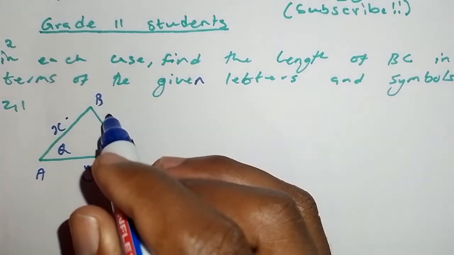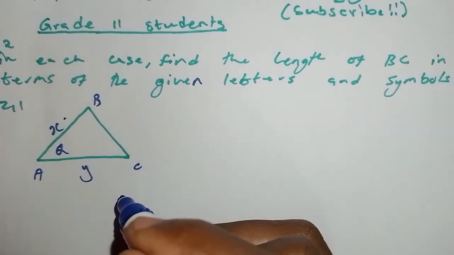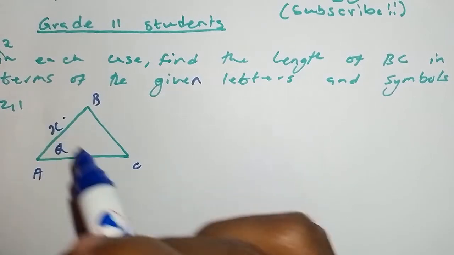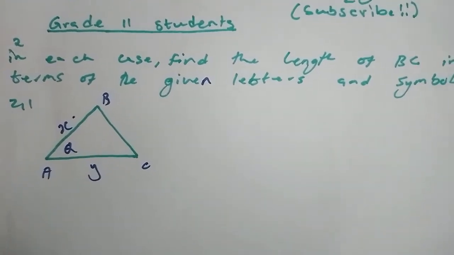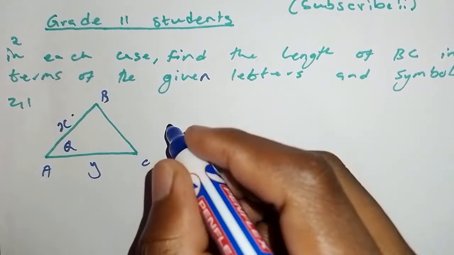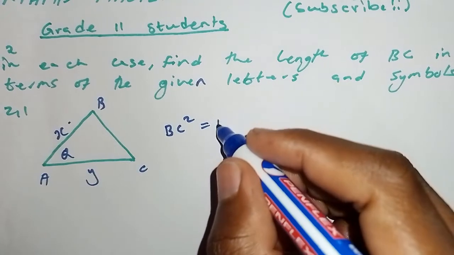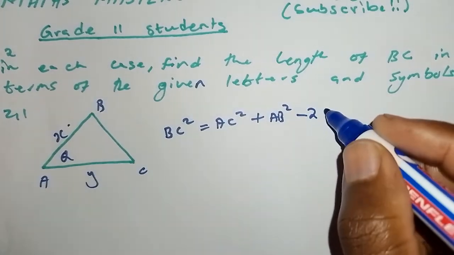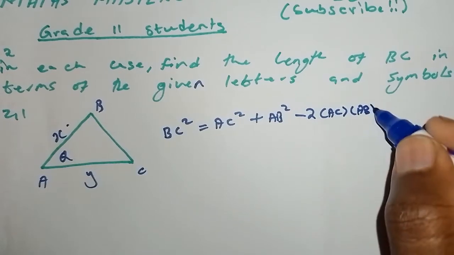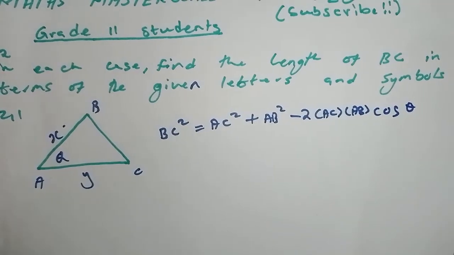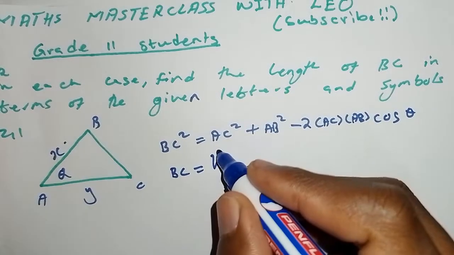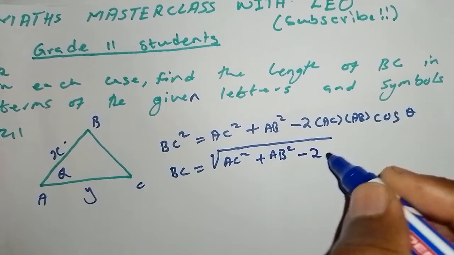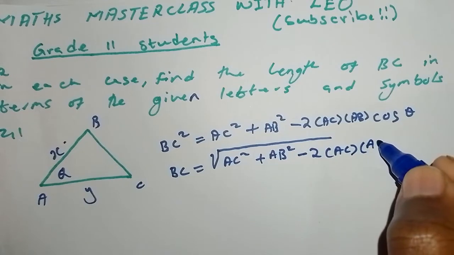right? So they said you must calculate the value of BC in terms of the given letters and symbols, right? What I need here is to calculate this, but I have two sides. I have x, I have y. I have an included angle, which is my theta. How am I going to do this? This thing is easy. I'm just going to say BC squared is equal to AC squared plus AB squared minus 2 of AC multiply AB cos of theta, right? Then BC is equal to the square root of AC squared plus AB squared minus 2 of AC AB cos of theta.